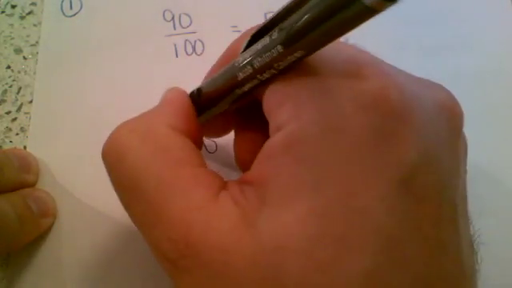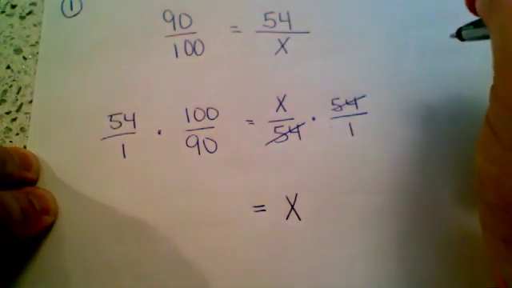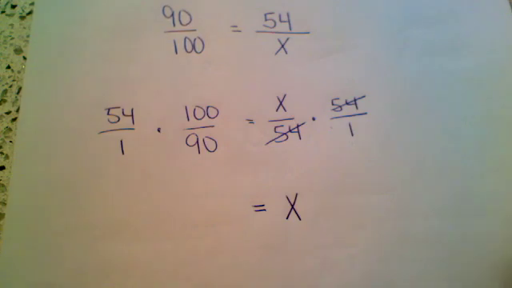Now we multiply by 54 over 1 on this side as well. We have to do that because it's an equation, and so we need to make sure that we keep everything equal.